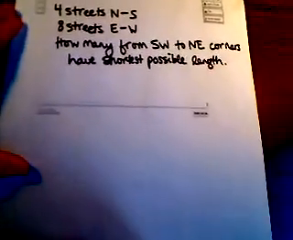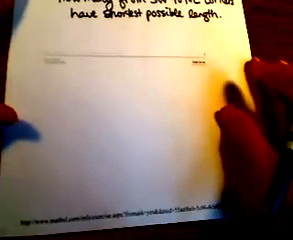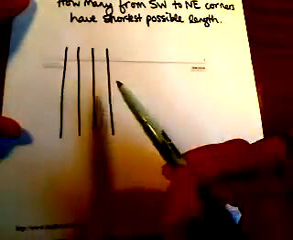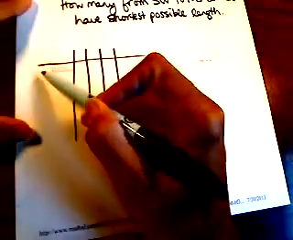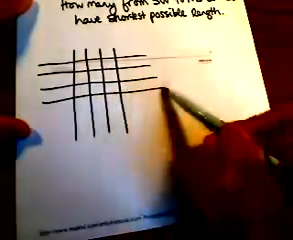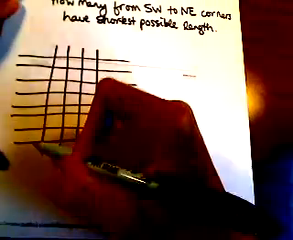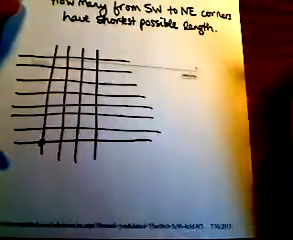Okay, so this is a counting problem. And I think one of the easiest ways to think about this is to give ourselves just a little picture here. So if you think about it, you have 4 streets running north-south. So let's just assume this is north, this is south, this is west, and this is east. And then we have 8 streets running east-west. So 1, 2, 3, 4, 5, 6, 7, and 8.